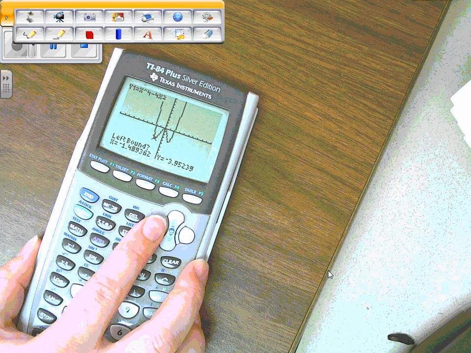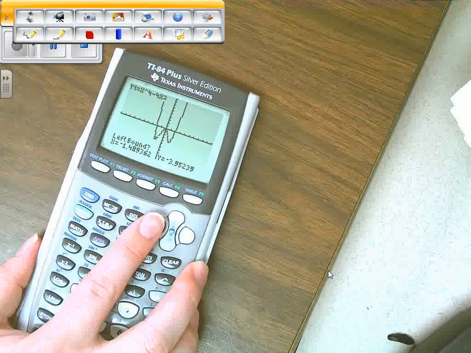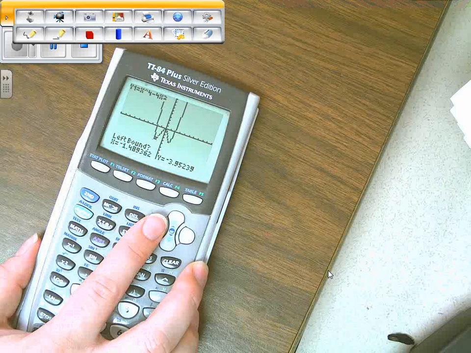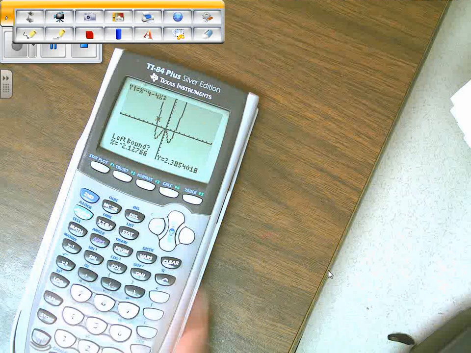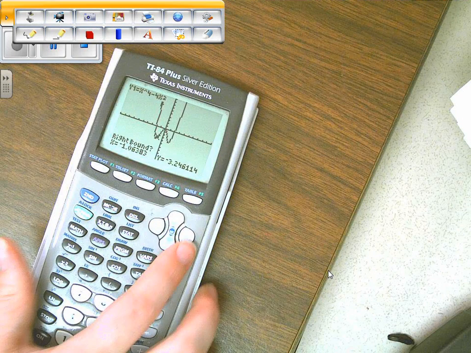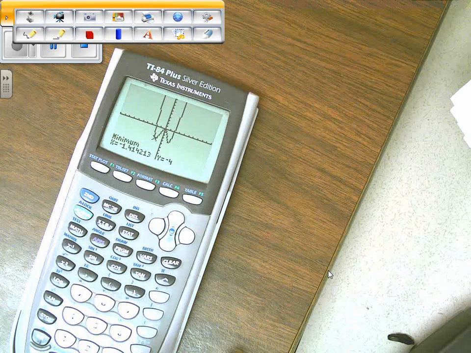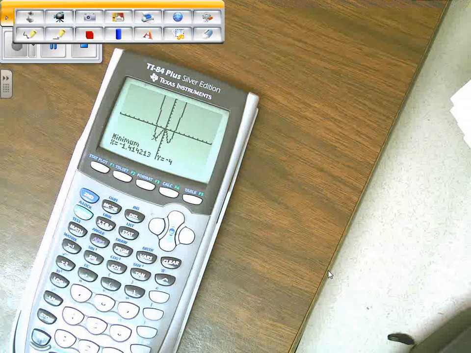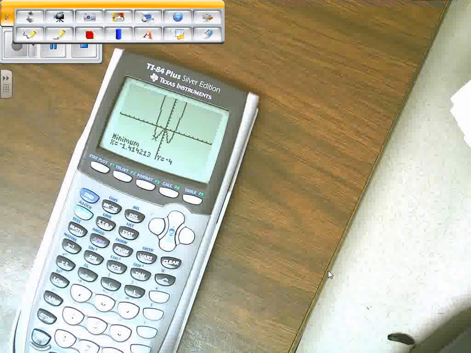Maddie, did you figure out how to do this before? This is finding a minimum in the calculator? Yes. Okay. Go to the left and push enter. And then go to the right and push enter. And push enter one more time. And that gives me the minimum. Negative 1.414, comma, negative 4.